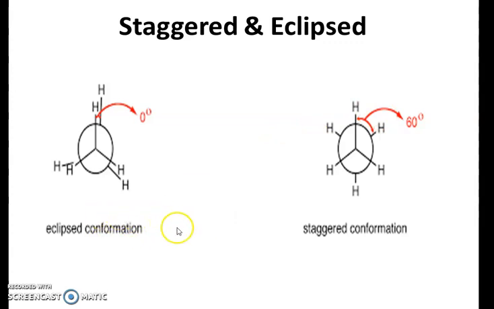They are called the eclipsed conformer as well as the staggered conformer. So you may ask, how many conformers can the molecule ethane have? It can have an infinite number of conformers. Because, what are conformers? Different spatial arrangements.